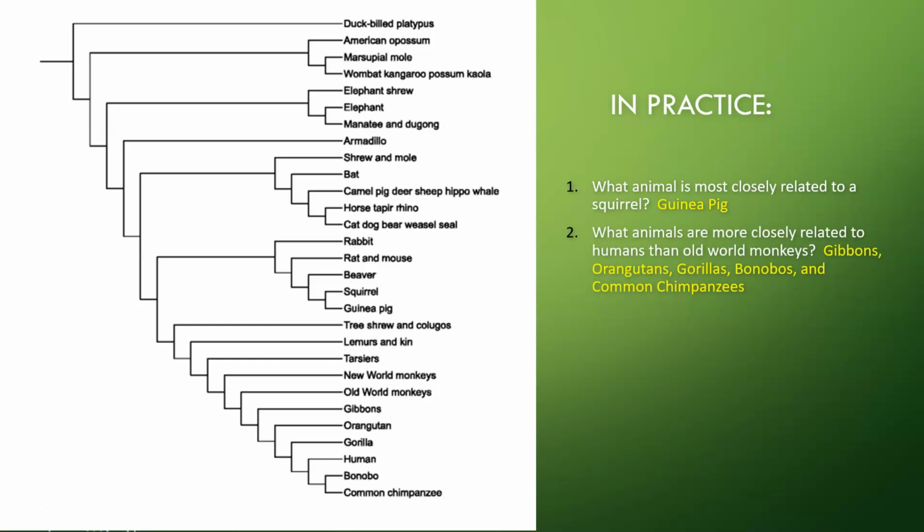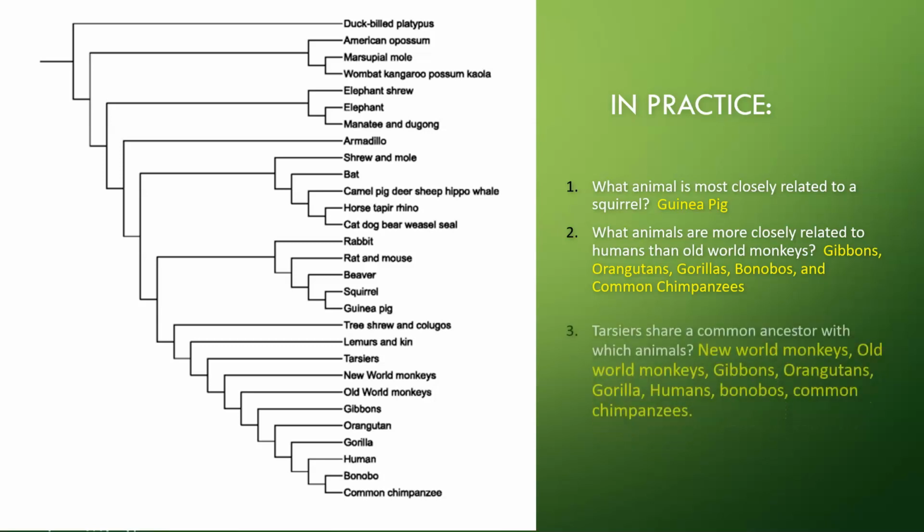Number 2, what animals are more closely related to humans than old world monkeys? We've got the gibbons, the orangutans, the gorillas, the baboons, and the bonobos and the common chimpanzees. They're all closer to humans than the old world monkey.